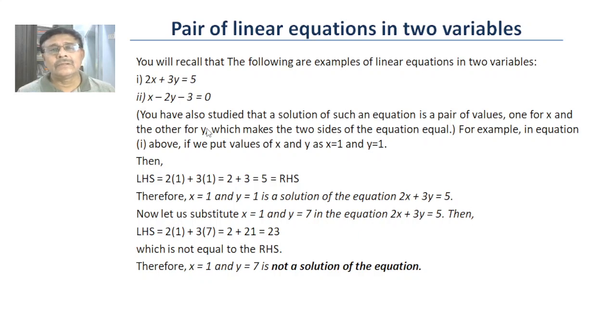Today we will begin a new chapter titled Pair of Linear Equations in Two Variables. You will recall that the following are examples of linear equations in two variables: 2x + 3y = 5, or x - 2y - 3 = 0.